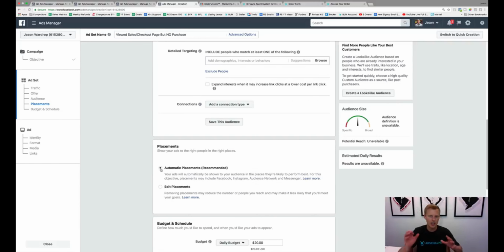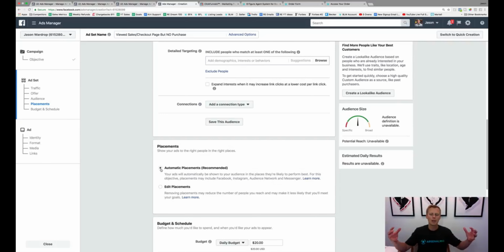So now we're gonna come down here and I like to go through, and for this, since it's just $1 a day and it's maybe only 20 to 30 people, it's a small audience, I like to do the automatic placements, which is recommended because when you've got 30 people, they're not going to be on Facebook all the time, or on Instagram all the time, or on the newsfeed.